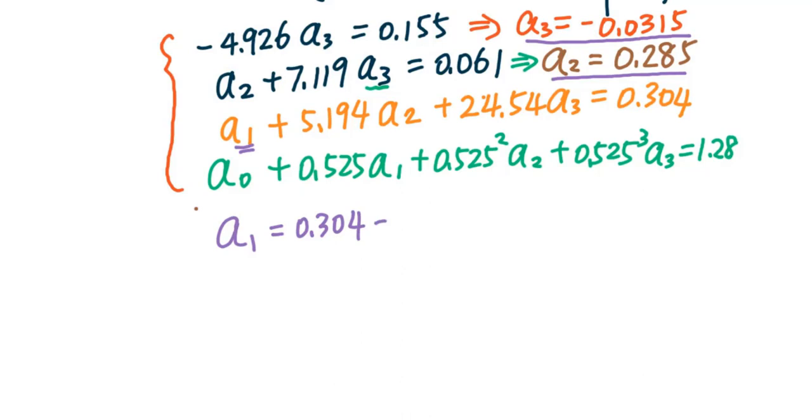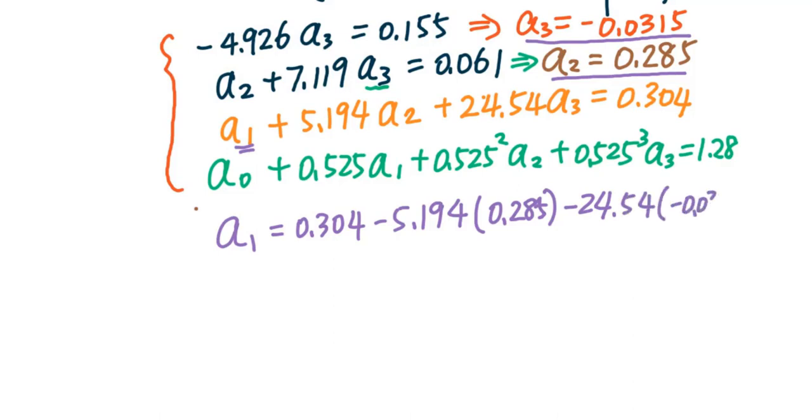A1 equals 0.305 minus 5.194 times A2, which is 0.285, then minus 24.54 multiplied by negative 0.0315. You will get A1 equals negative 0.403. Now let's go to A0.